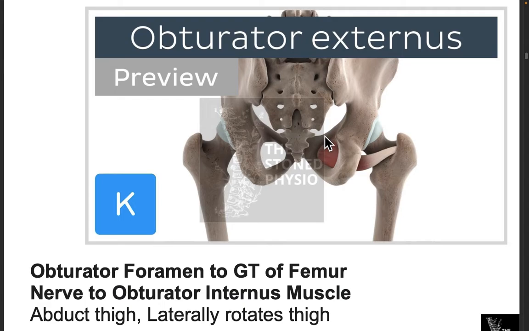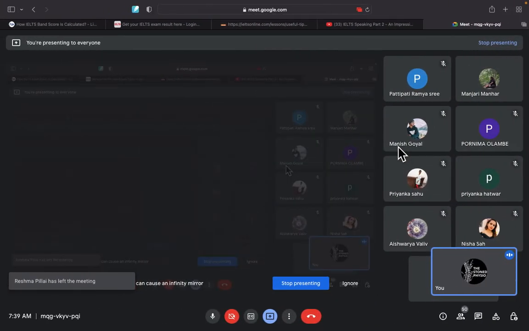Okay. Obturator externus, obturator internus, gemellus superior and inferior, and what else was there? Piriformis and quadratus femoris. Quadratus femoris, okay.